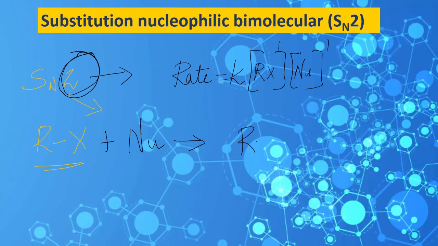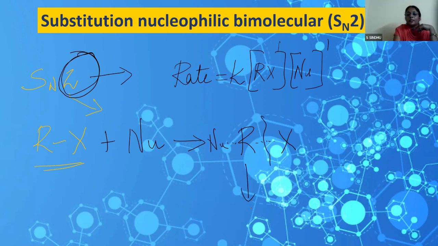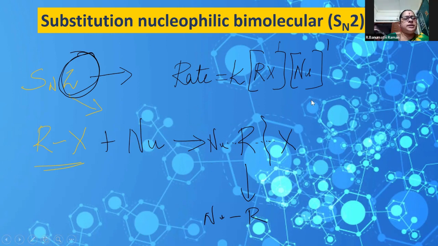Walden inversion. So here we have a simultaneous attack. As X leaves from RX, at the same time you have the attack of the nucleophile. So during the course of the reaction, what is this that is formed here? Do we call it an intermediate? No, ma'am. Is it stable? Unstable. It's a transition state. It's just a transition state.